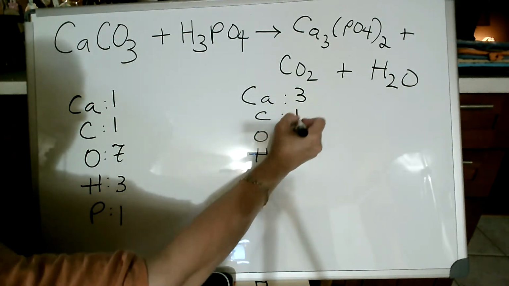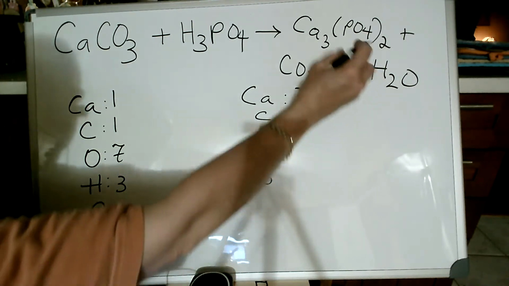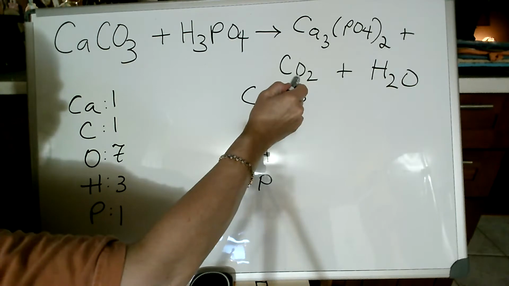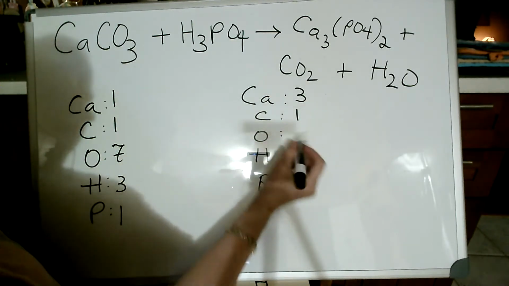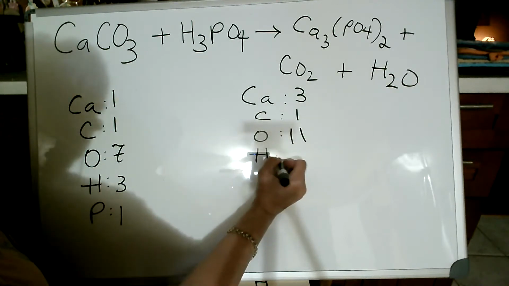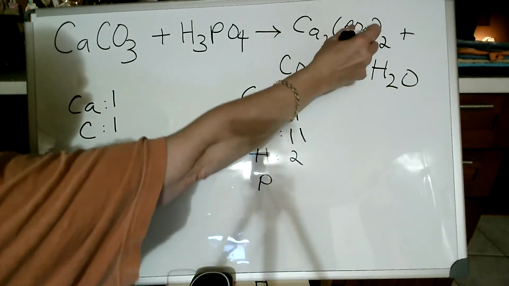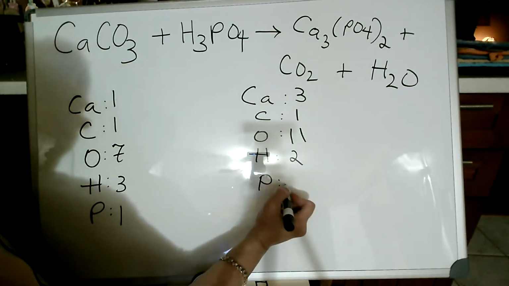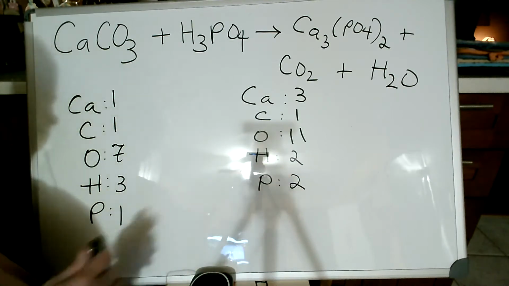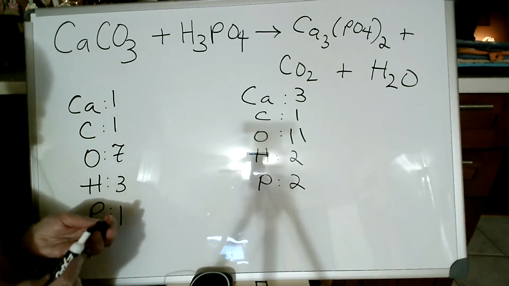Carbon, 1. Oxygen, got to be careful. 4 times 2 is 8, plus 2 is 10, and 1 is 11. Hydrogen, 2. Phosphorus, also 2. The phosphate is in parentheses, indicating there's 2 of those, so there's 2 phosphorus atoms in all for that. Okay, now I got to pick our battles.